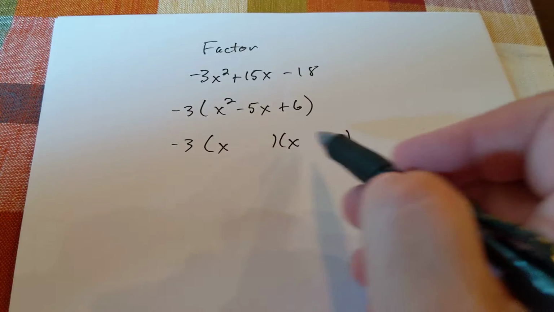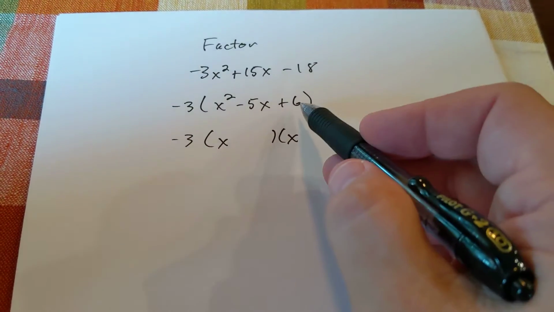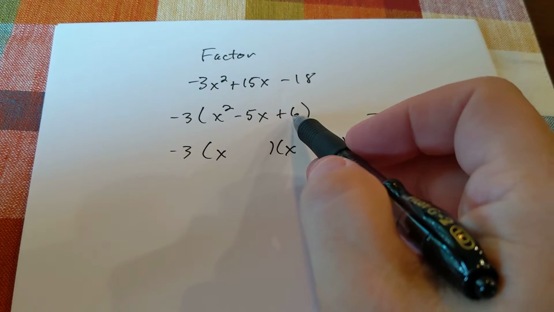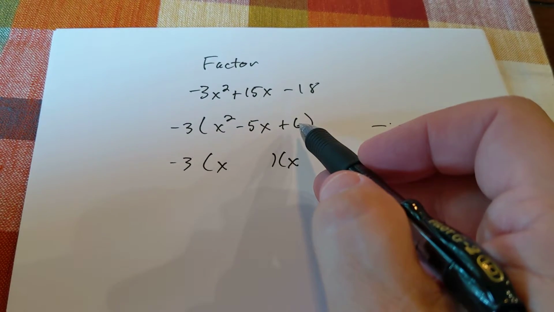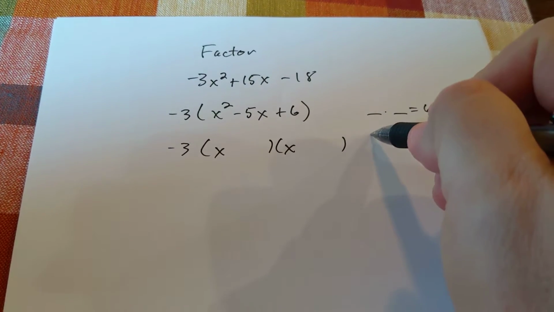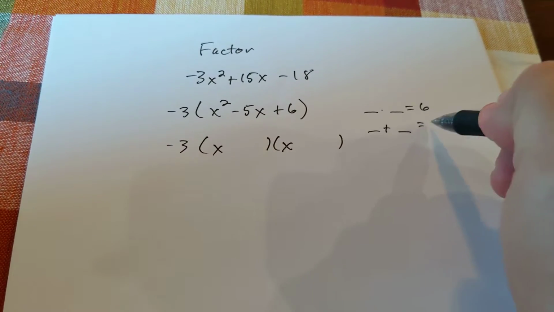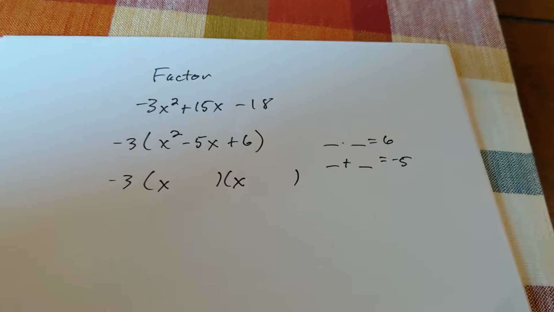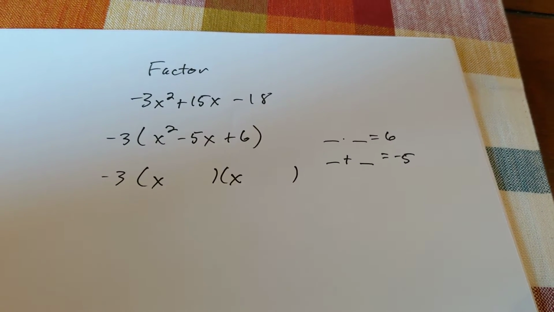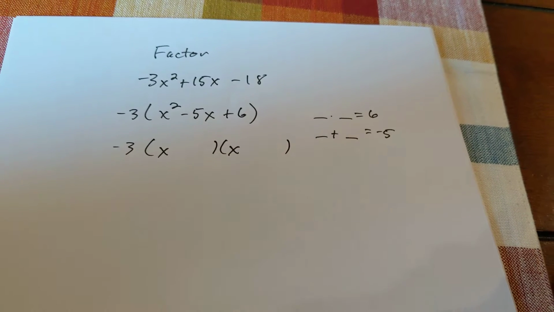The next blanks are a little bit more difficult, but I'm looking for what two numbers multiply to be 6, and at the same time add to be negative 5. So I'm looking for what multiplies to be 6 and adds to be negative 5. So ponder that for a minute.